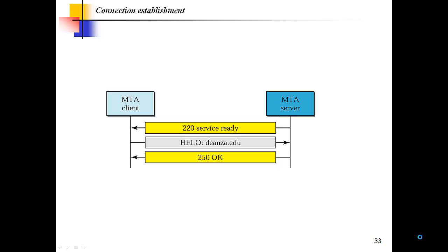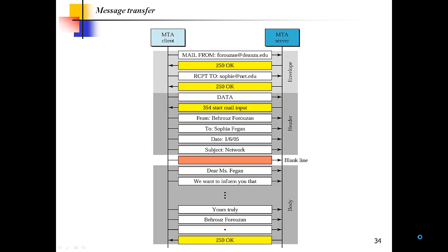Client sends hello, and the sender, MTA, responds with 250 OK. And here's actually a pretty detailed map of how the whole conversation goes. So after you've done that, you send the mail from, you get an OK back. The recipient to, you get an OK back. You send a data command. It sends you back a 354 start mail input.